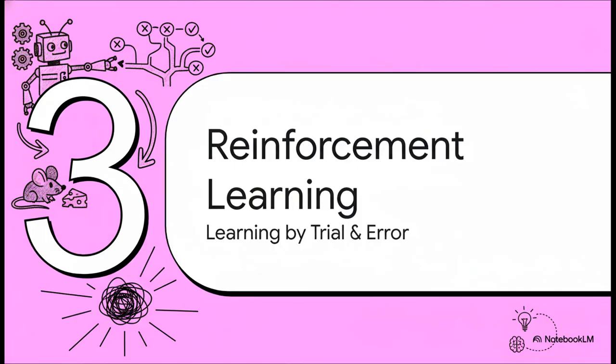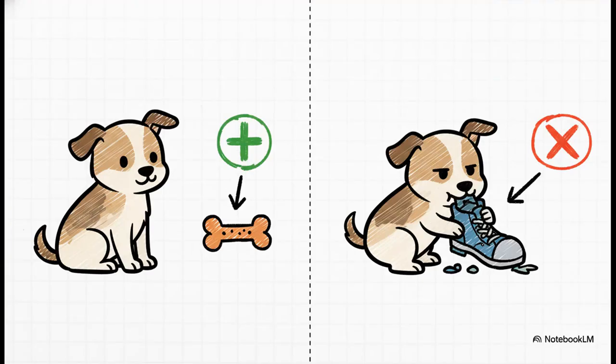Okay, so for our third approach, we're shifting gears completely. This isn't about learning from a static pile of data anymore. This is about learning by doing, by interacting with an environment. This is reinforcement learning. Honestly, the best analogy is training a pet.